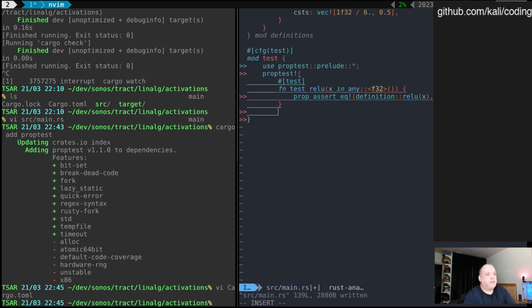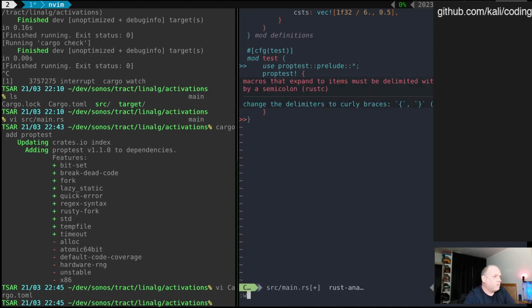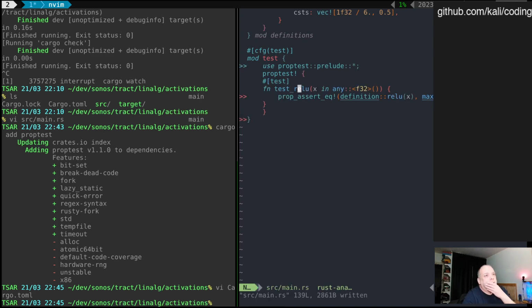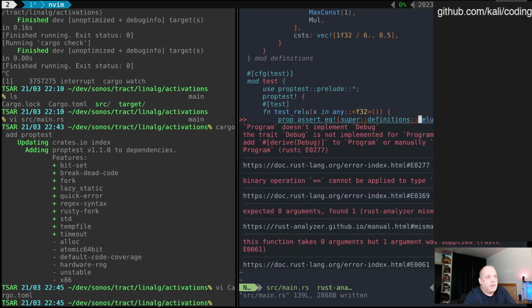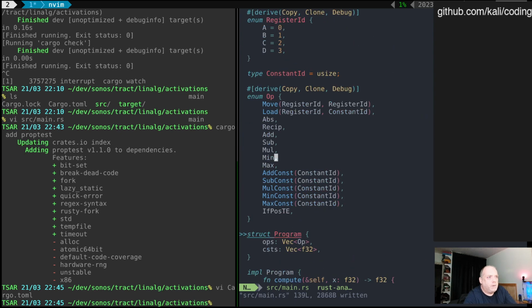And that's better like this. Definition is in super because I'm in a test module. Definition as an S, and max is like that in Rust. Okay, not there yet. Program doesn't implement debug. That's easy to fix.